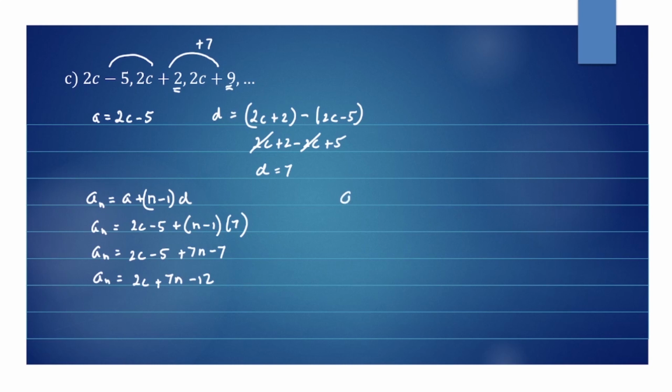And now we want to find the 10th term. So a10 is 2c plus 7 times 10 minus 12. We'll get 2c plus 70 minus 12. So the 10th term will be 2c plus 58.